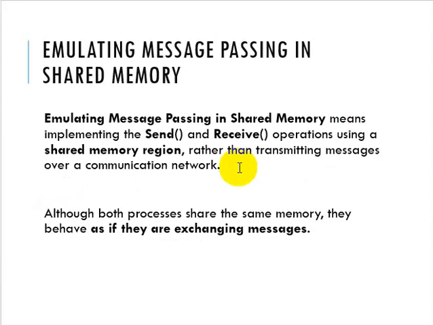So next we are going to see about emulating message passing in shared memory. Now comes an interesting topic. Even though processors share the same memory, we can still make them behave as if they are exchanging messages. Instead of sending data across a network, one process writes the information into a shared buffer and another process reads it from there. From the application's point of view, it still looks like message passing. This is called emulating message passing in shared memory. Next, we are going to see the basic concepts about this topic.